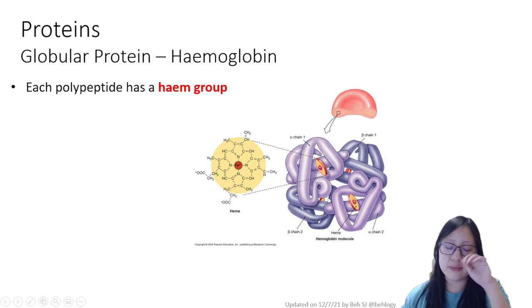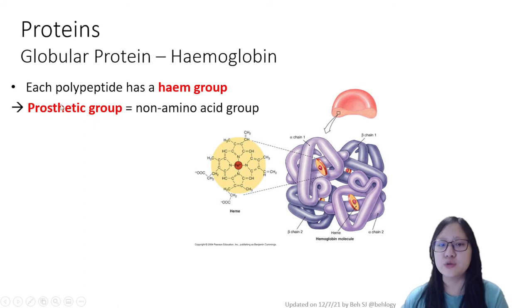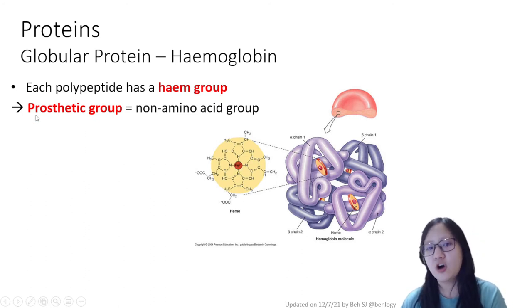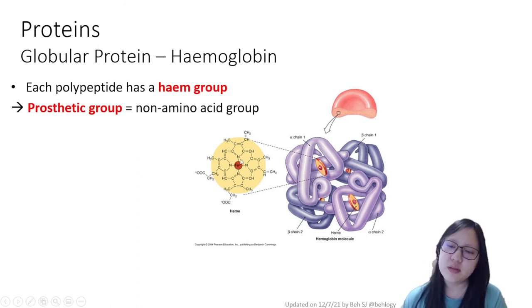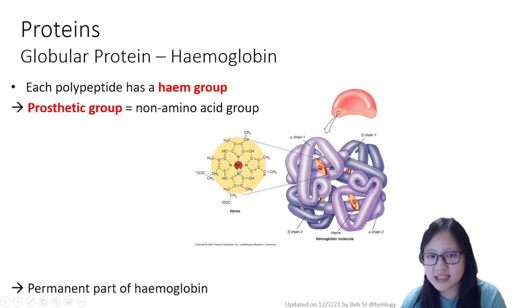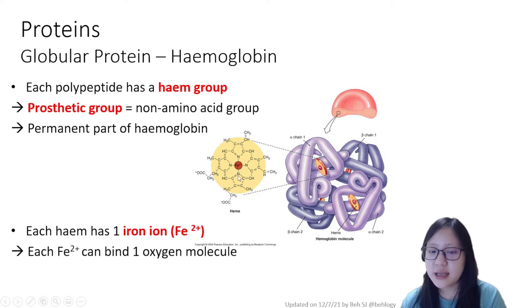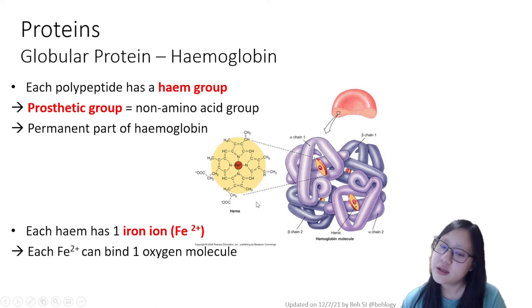Now, each polypeptide has a heme group. And the heme group you can see here. The heme group is a non-amino acid group, or we also call it a prosthetic group. The heme group is a type of prosthetic group. You don't need to memorize the structure here, but what it has is an iron in the center. It is a permanent part of hemoglobin, by the way. The iron here is Fe2+, and this can bind one oxygen molecule.